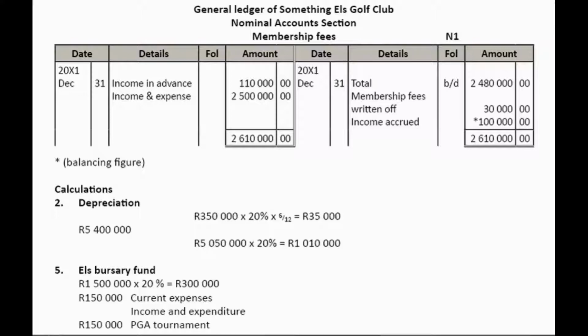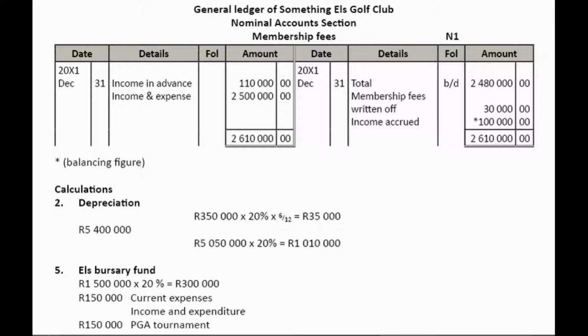Okay, under information, they say membership fees amounted to 10,000 Rand per member per year, and there were 250 members enrolled. So immediately you know that is the amount that you are going to enter in your income and expenditure account. You don't have to calculate that, that is given. So on the debit side of your membership fees account, you have income and expenditure 2.5 million. That is the 10,000 times the 250 members.